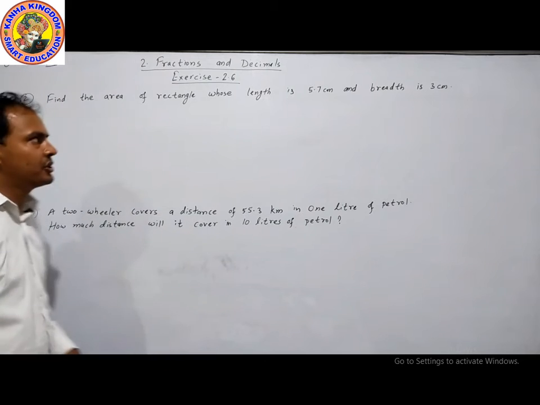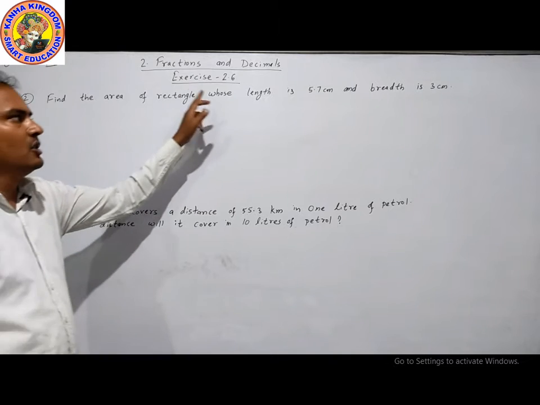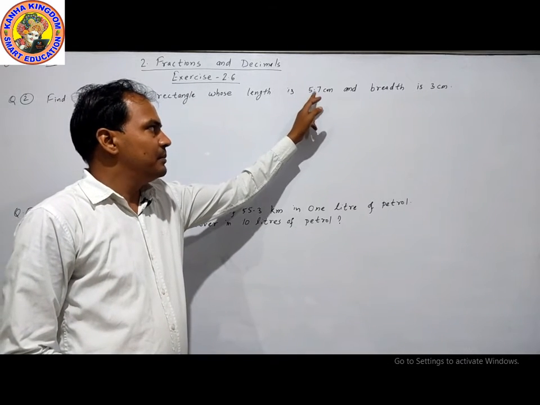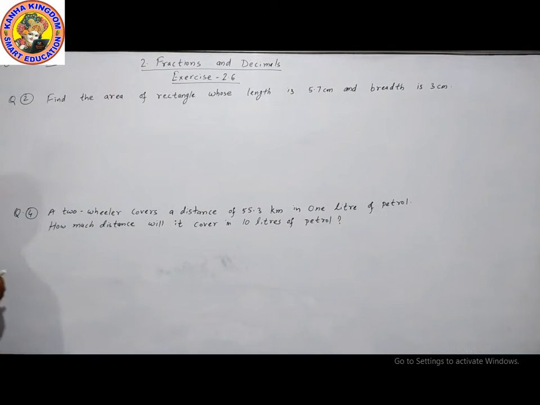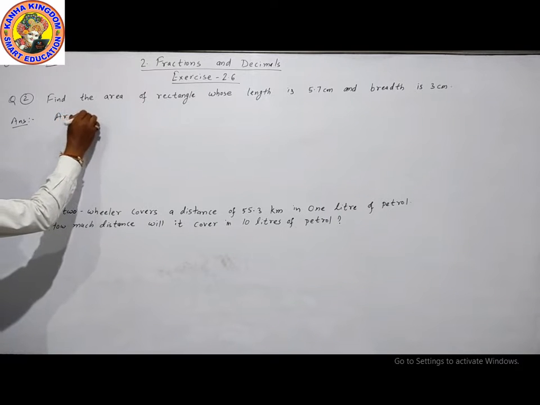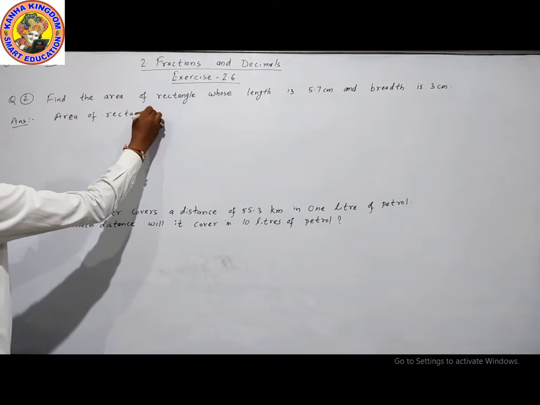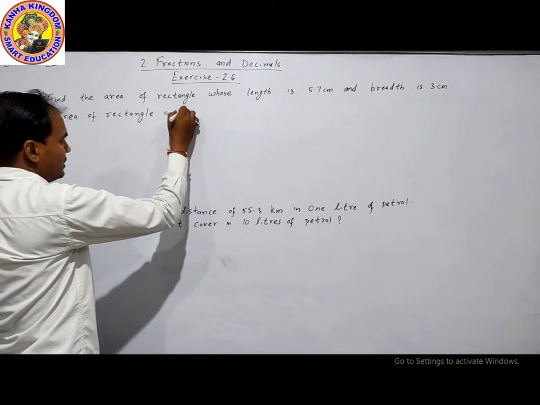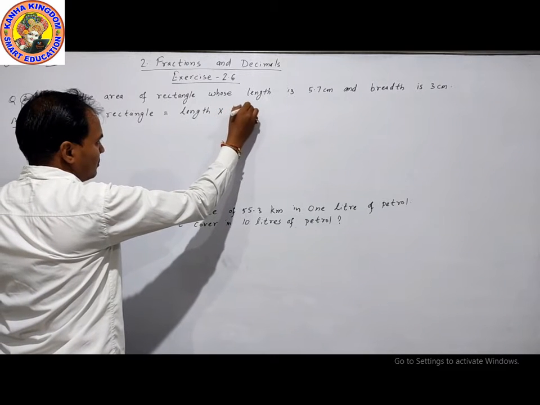Now our next question is question number 2. Find the area of rectangle whose length is 5.7 centimeter, breadth is 3 centimeter. First of all, the formula of area of rectangle. Area of rectangle is equal to length into breadth.